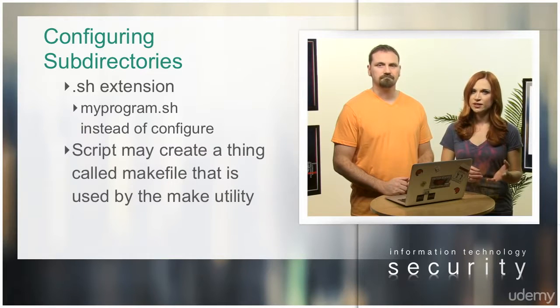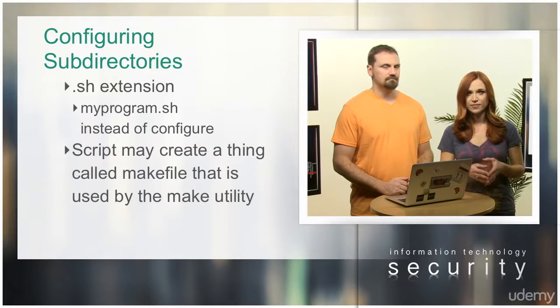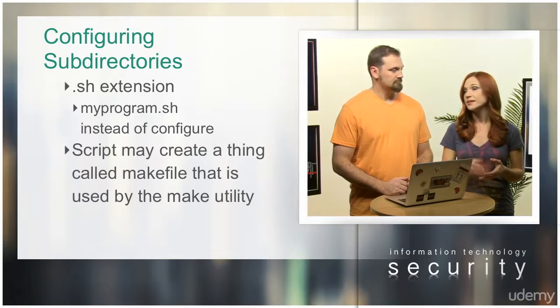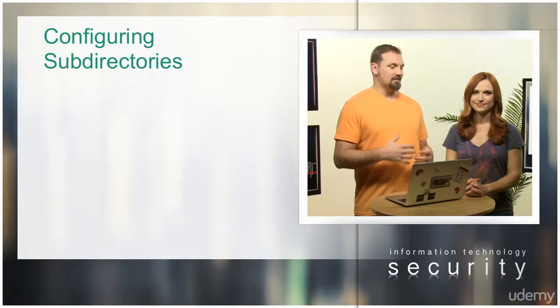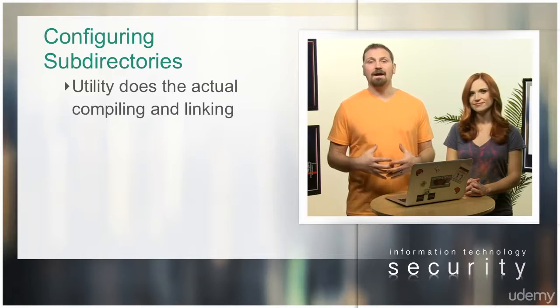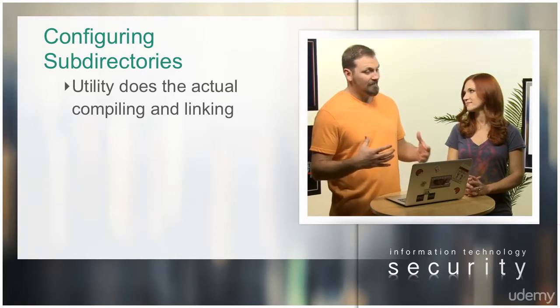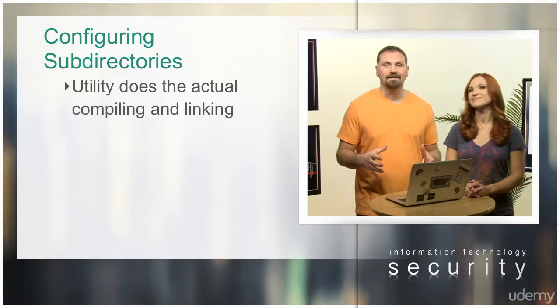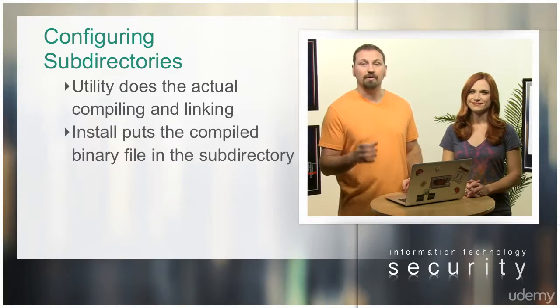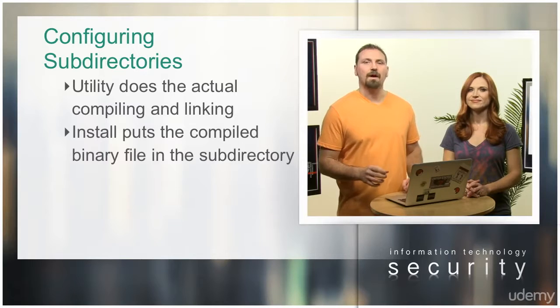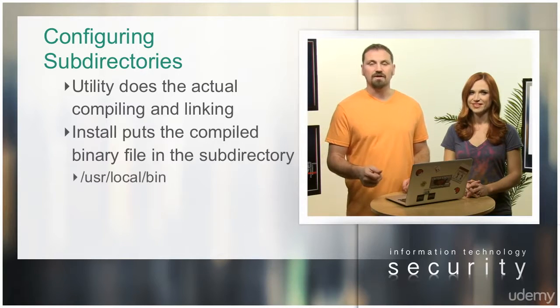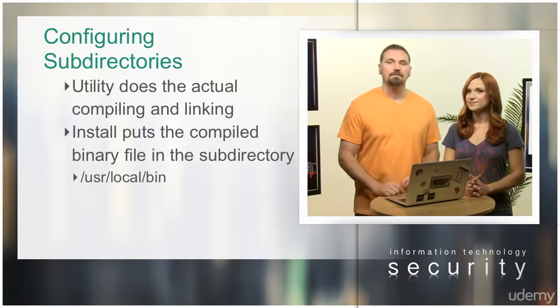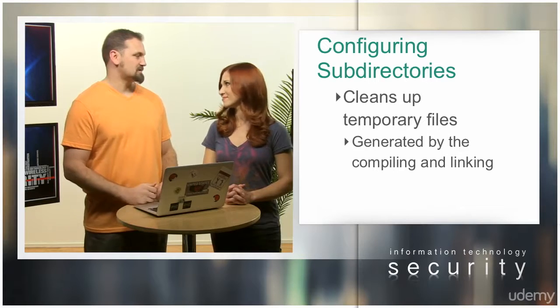Such a script may also create a thing called a makefile that is used by the make utility in the next step. Now, the make utility is what does the actual compiling and the linking. So here, if this is where it's going to crash, this is where it's going to bomb, right? Now, we're going to make install, and it puts the compiled binary file in the proper subdirectory, /usr/local/bin. Make clean cleans up temporary files that were generated by the compiling and linking processes.